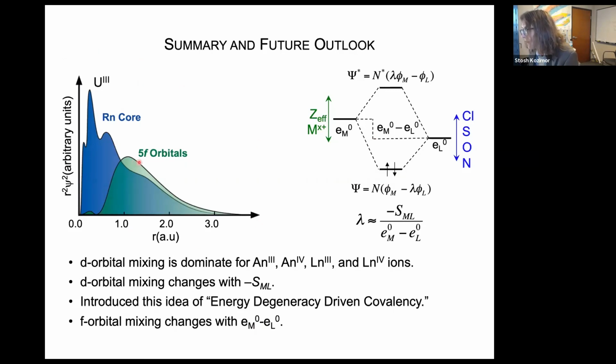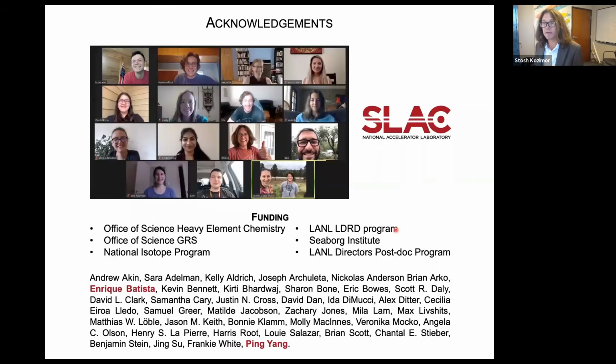Remember, I told you that these 5 f-orbitals do not extend very far past the radon core. So S can't be that important, okay? But the energy match seems to be. And with that, I'd just like to conclude.